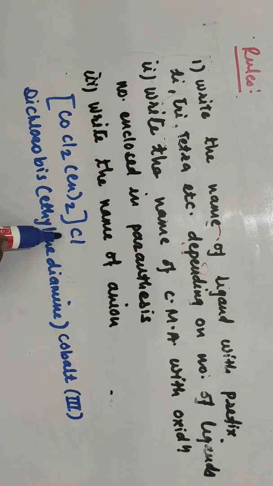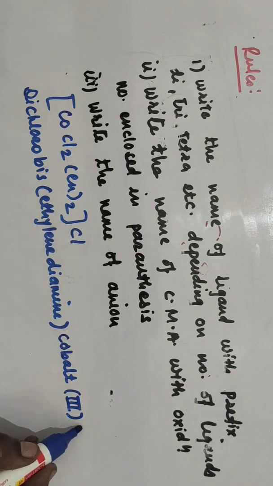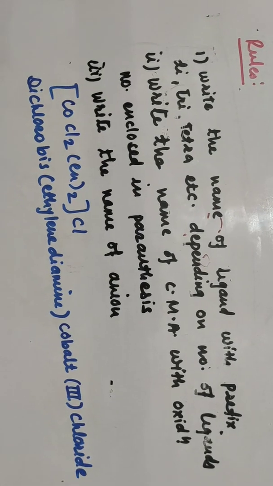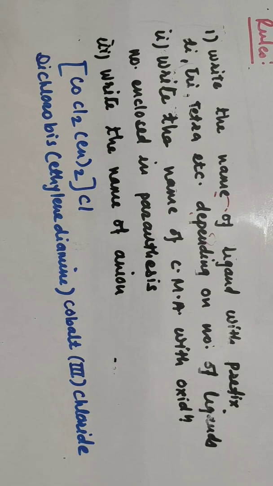And finally write the name of the anion. So here the counter ion is an anion, so write the name of that anion as chloride. So overall the name is what? It is dichloro or dichlorido bis ethylene diamine cobalt 3 chloride.